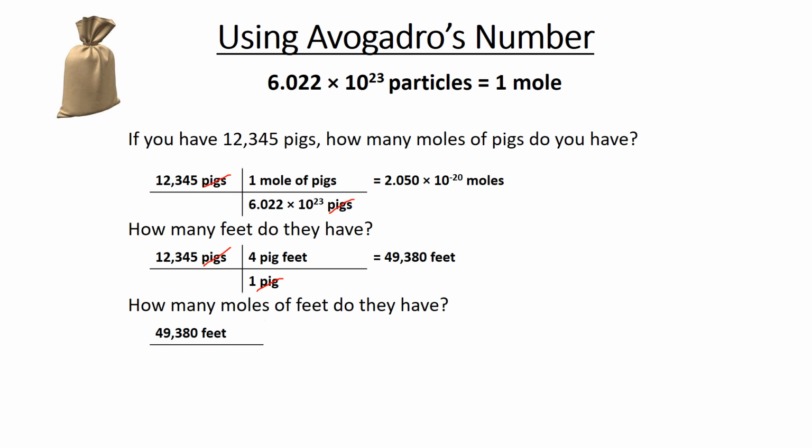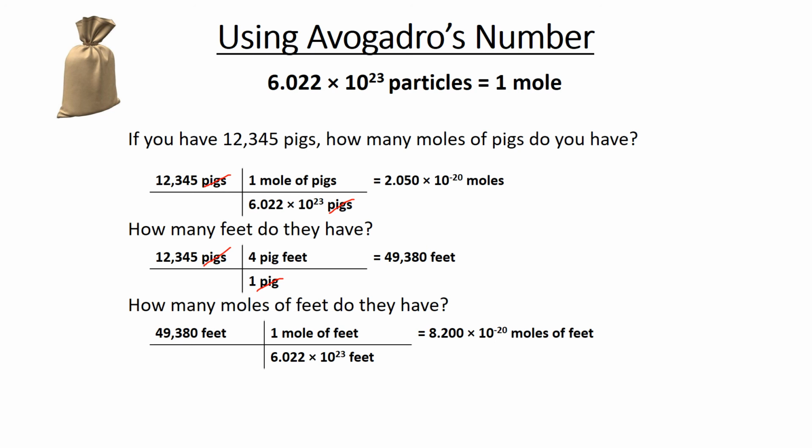You start with the number of feet that the pigs have. Well, then you say 6.022 times 10 to the 23rd feet is 1 mole of feet. And then that's 8.200 times 10 to the negative 20 moles of feet.